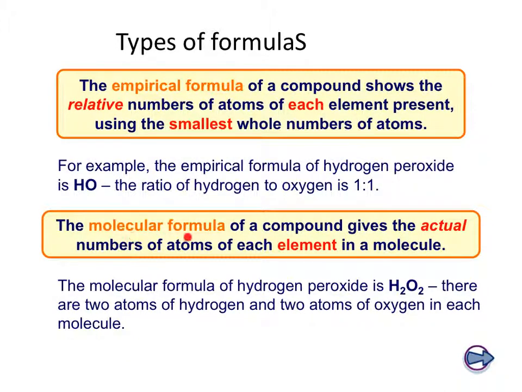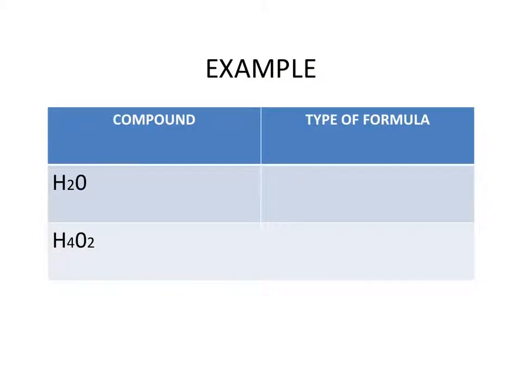The molecular formula of a compound gives the actual number of atoms of each element in a molecule. So the actual formula of hydrogen peroxide is H2O2, where that is a 2-to-2 relationship, where there are 2 hydrogen atoms for every 2 atoms of oxygen in each molecule. Let's take a look at 2 examples.